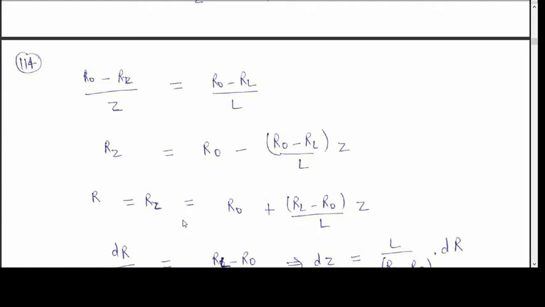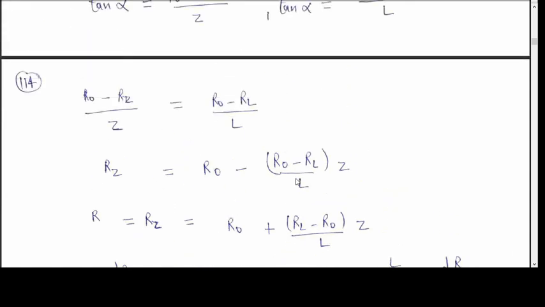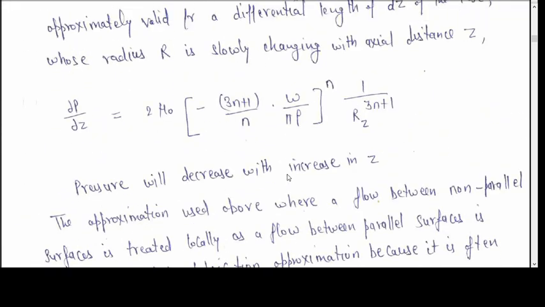So from here we will get the relation between dr over dz. If we differentiate this equation, dr over dz will be (rl minus r0) divided by L. So dz equals L upon (rl minus r0) multiplied by dr. So now you have the expression for dz, and this dz expression can be substituted back at this particular place.